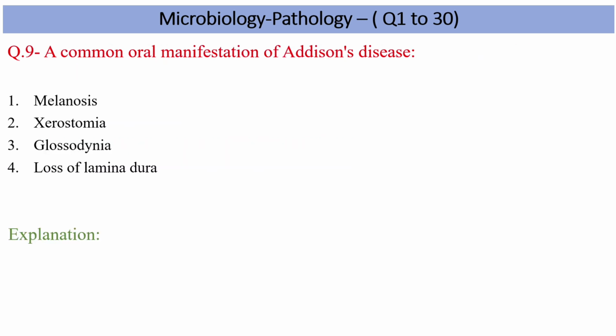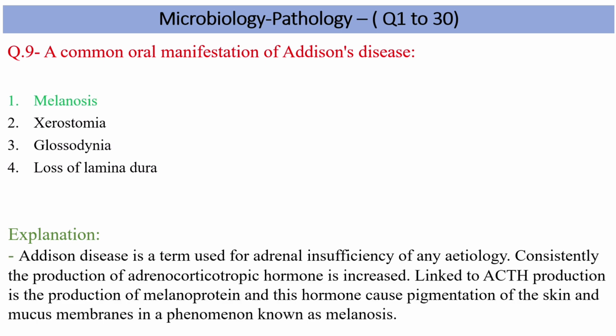Common oral manifestation of Addison's disease: melanosis, xerostomia, glossodynia, loss of lamina dura. Correct option is melanosis. Addison's disease is a term used for adrenal insufficiency of any etiology. Consistently, the production of adrenocorticotropic hormone is increased. Linked to adrenocorticotropic hormone production is the production of melanocyte-stimulating hormone, and this hormone causes pigmentation of the skin and the mucous membrane in the phenomenon known as melanosis.